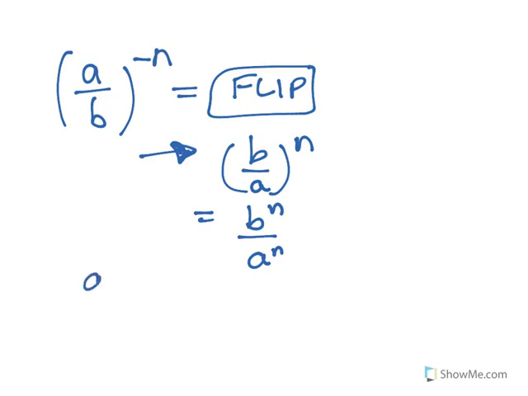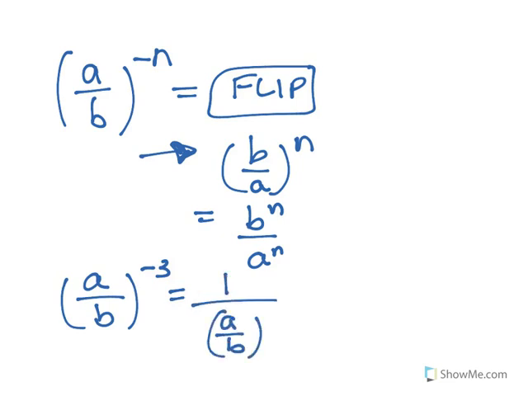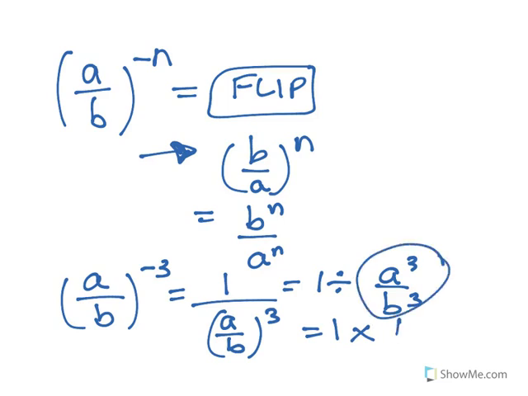Now thinking about why, if you had this, that would be 1 over, and we use the same negative rule, a on b to the 3. So that's the same as 1 divided by a3 on b3. And because it's division, when you divide, you look to the right side, you have to flip it over and multiply. So you end up with b3 on a3.